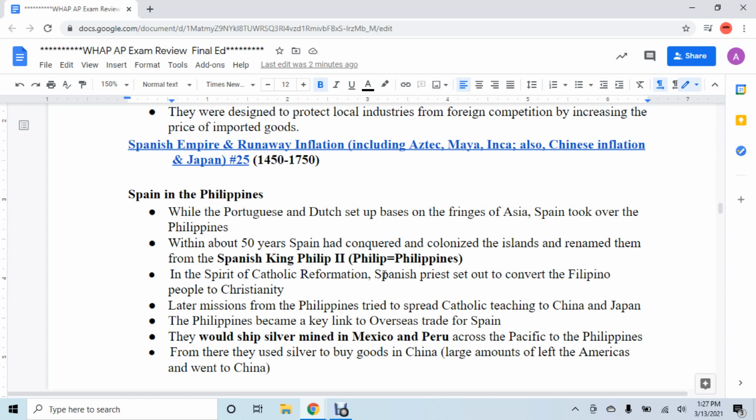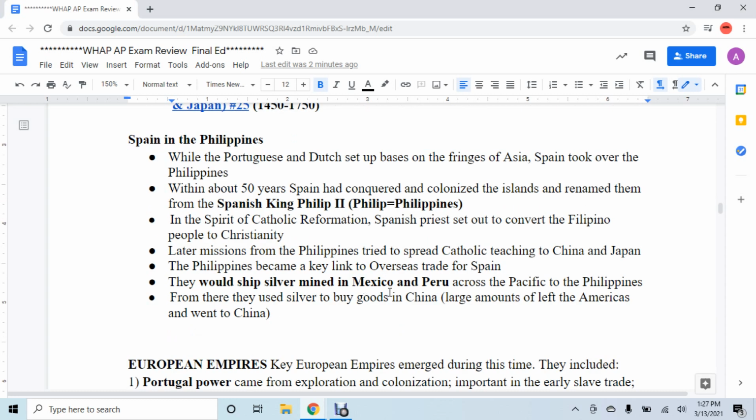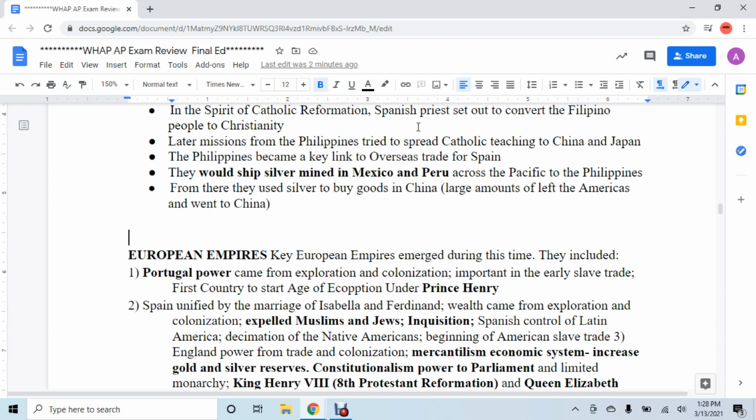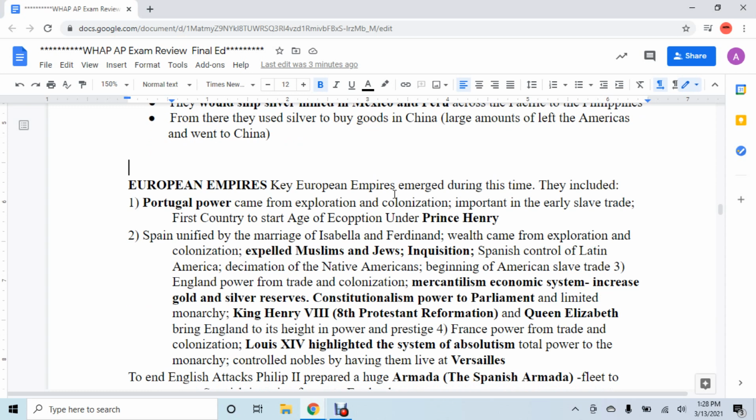They would ship silver mined from Mexico and Peru across the Pacific to the Philippines, and basically those goods and silver start to flow into China because they were buying goods from China. This is important because during this Age of Exploration, a lot of silver is flowing from the Americas through Europe and to China, and China is getting a lot of silver in their domain, meaning in their possession.